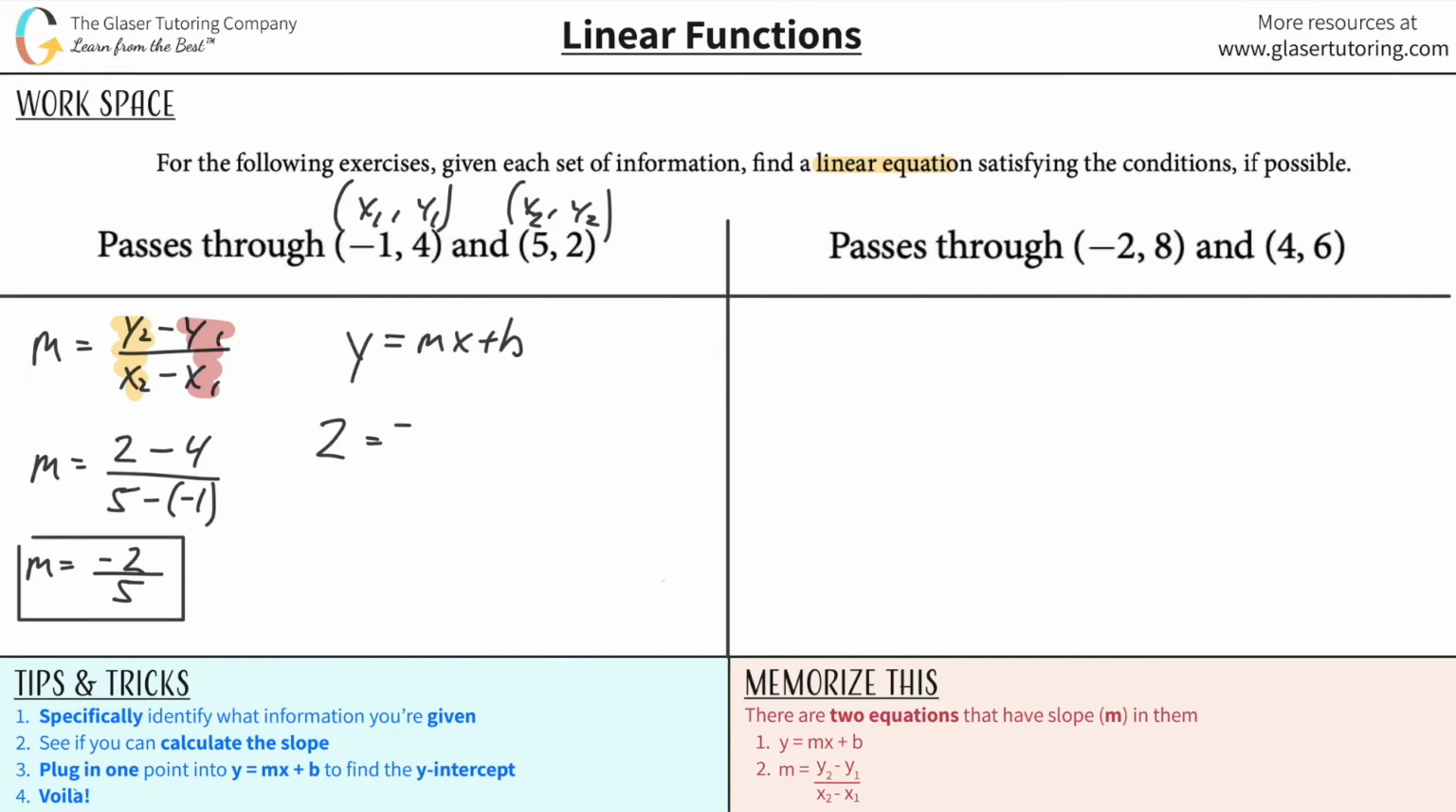The m value we found was -2/5. That I can't get around. The x value is 5 then, according to my point, and then plus b. So my whole goal here is to solve for b. I got 1 equation, 1 unknown.